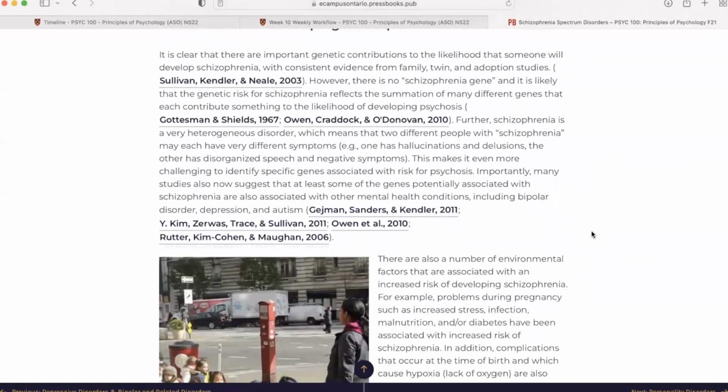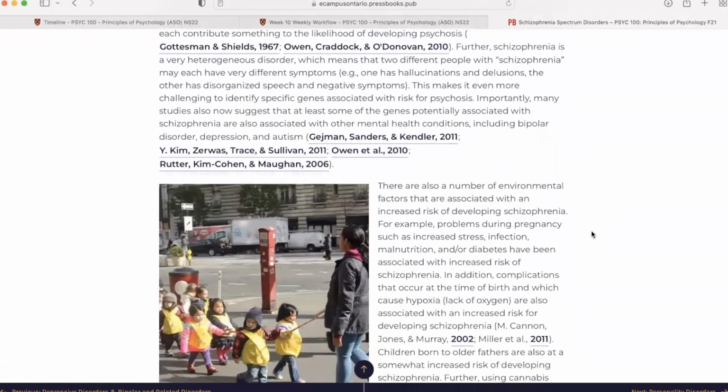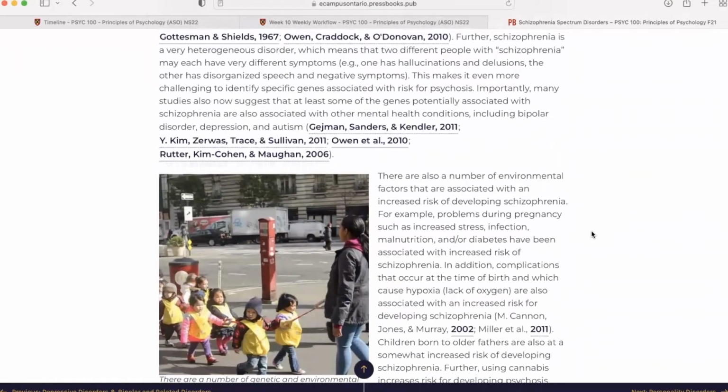Further, schizophrenia is a very heterogeneous disorder, which means that two different people with schizophrenia may each have very different symptoms. For example, one has hallucinations and delusions, the other has disorganized speech and negative symptoms. This makes it even more challenging to identify specific genes associated with the risk for psychosis. Importantly, many studies also now suggest that at least some of the genes potentially associated with schizophrenia are also associated with other mental health conditions, including bipolar disorder, depression, and autism.